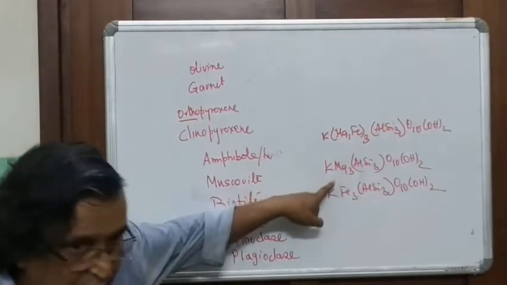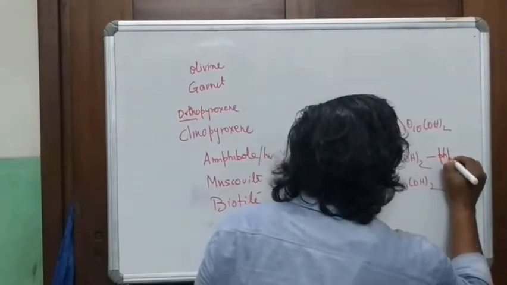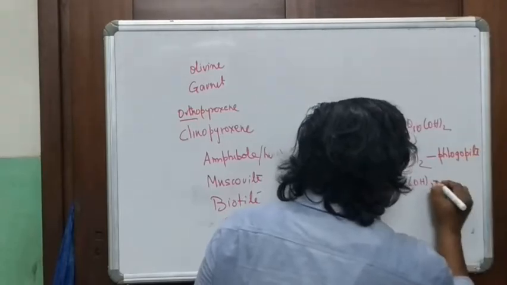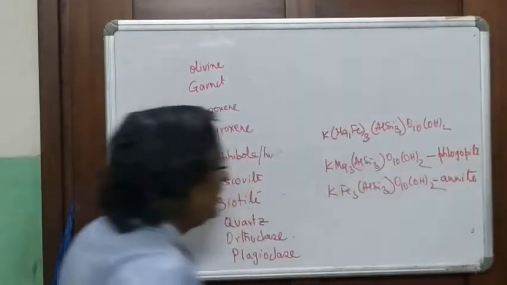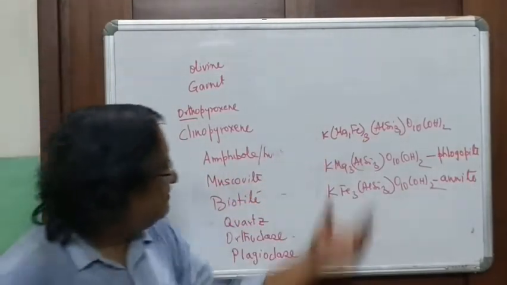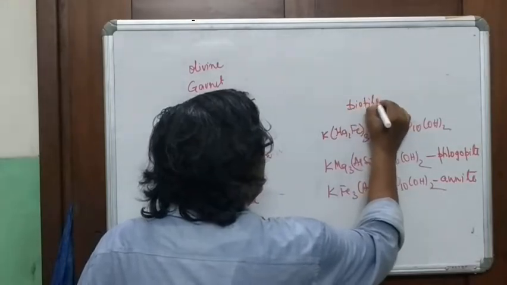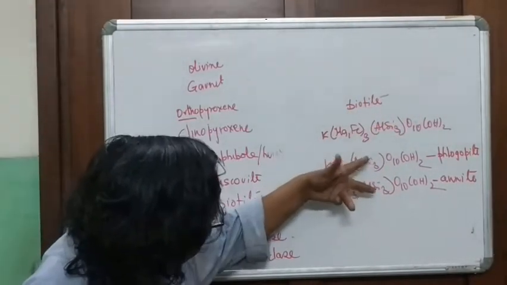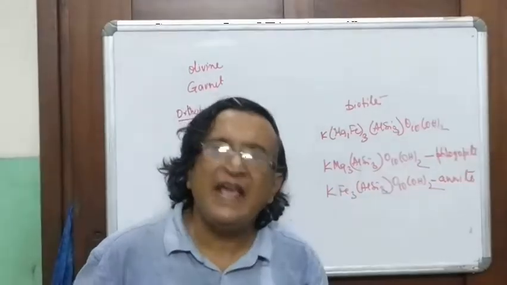Between this, the solid solution is here. So this component is called phlogopite, and this is called annite. So the mineral is biotite. It is composed of 2 components. One is called phlogopite and the other one is called annite.